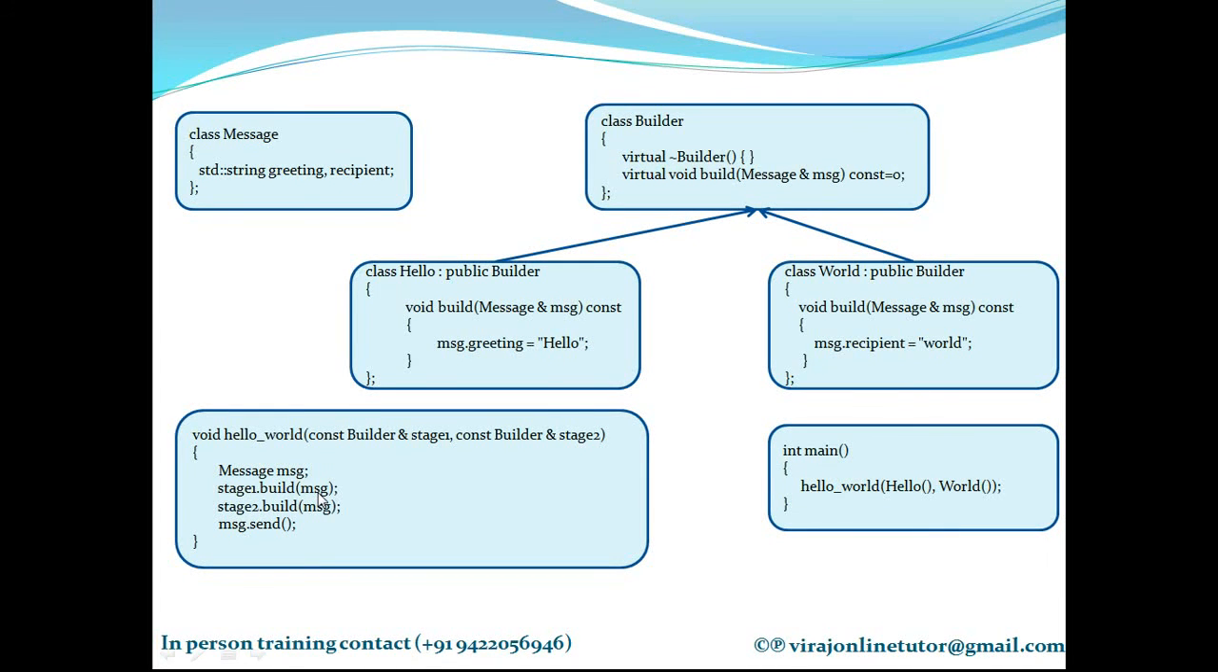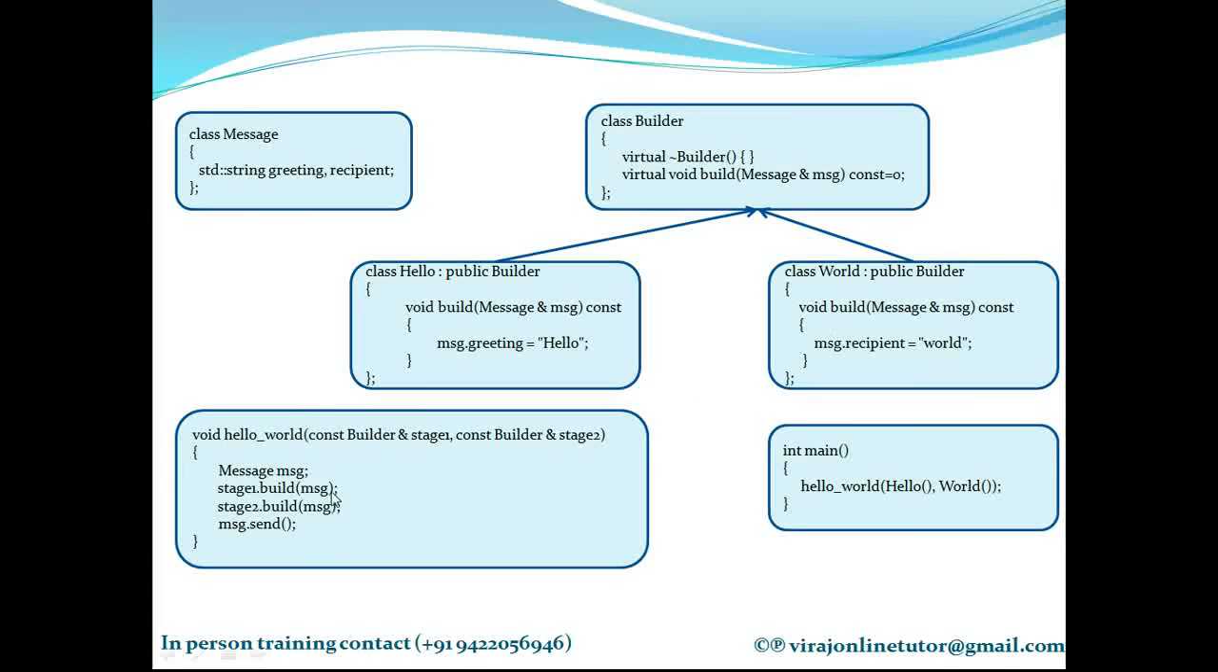Only the greeting component of this object is created. Now let's go to stage 2. Who is stage 2? World. So world is passed here. So let's go to the build of world. So build of world is here.